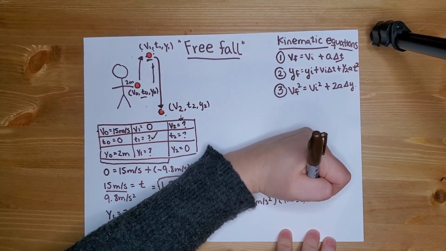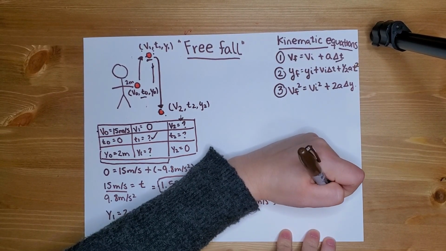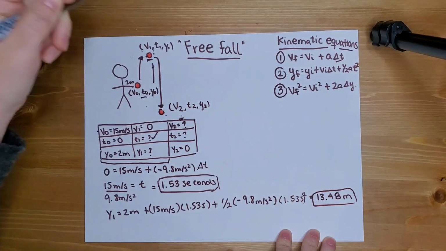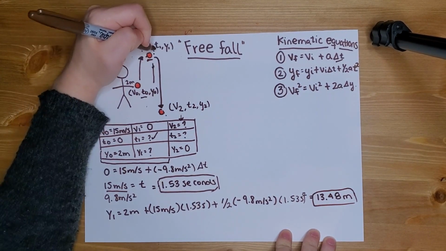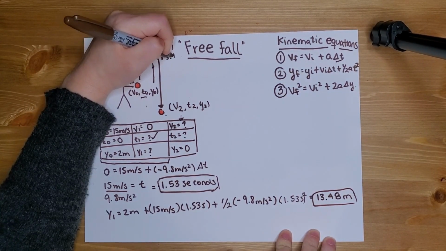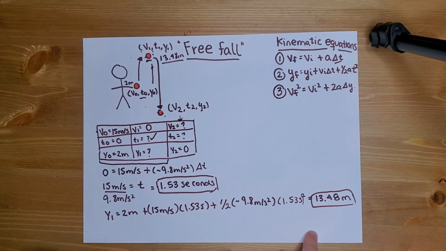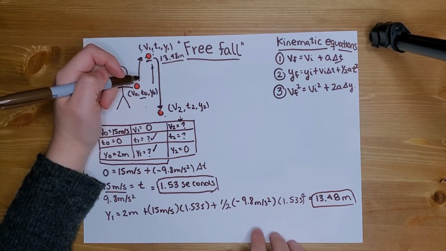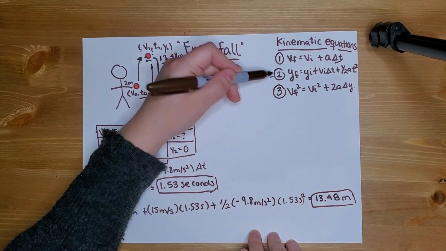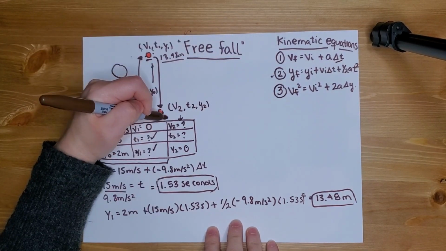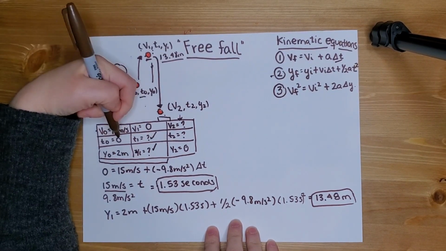Then we get this is equal to 13.48 meters. So now we know that up here, this is actually at 13.48 meters. We can actually solve again for my T2. We can use probably this one. So I got everything I need. We can use this one for my second step. So let's do that.